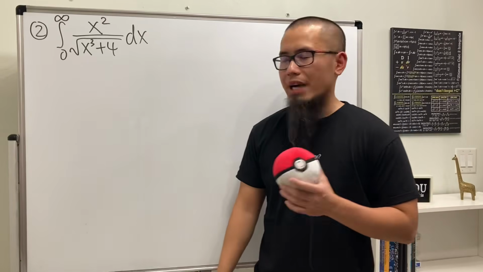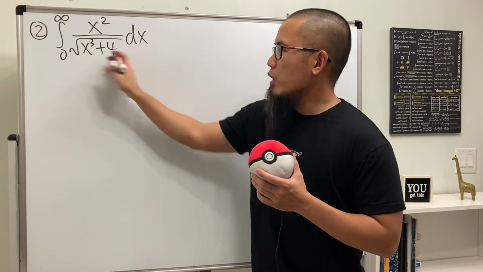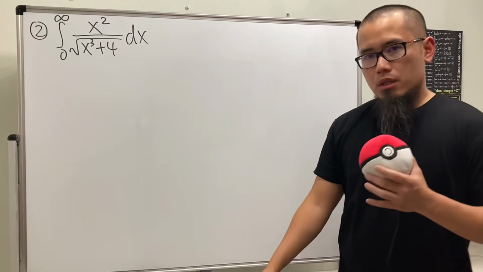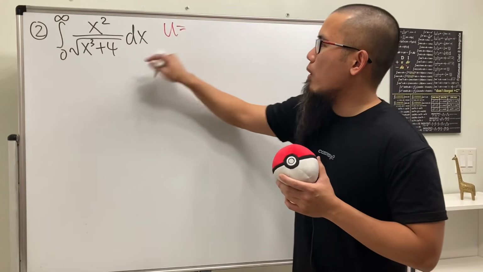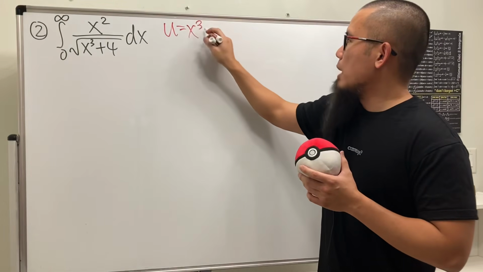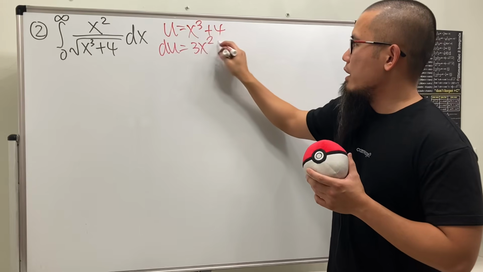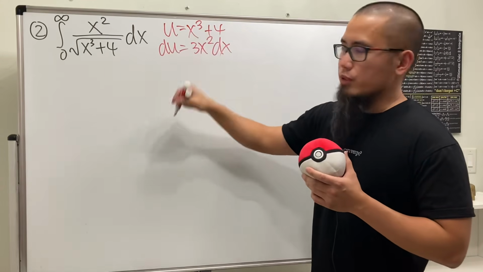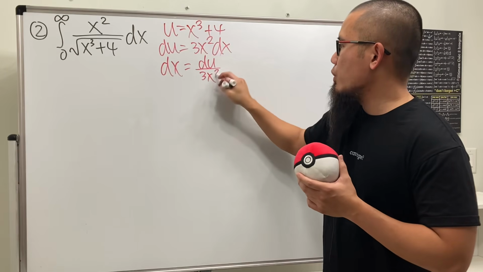For the second one, we have the integral going from 0 to infinity of x squared over square root of x cubed plus 4. Can we do u sub? Yes. So let's do u sub. Let u equal this, x to the third power plus 4, and then differentiate both sides. du is 3x squared dx. Divide this on both sides. dx is equal to du over 3x squared.